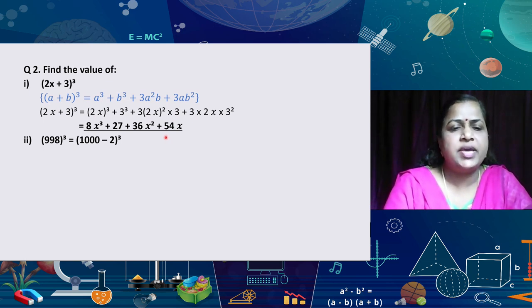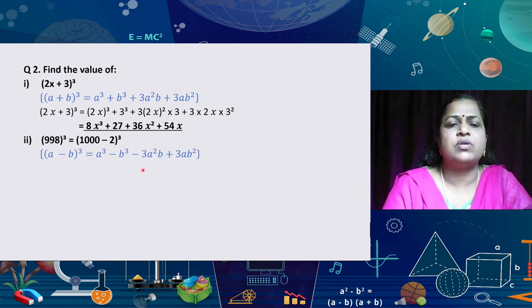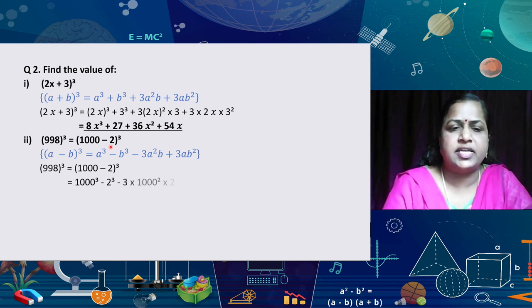By using (a - b) whole cube, we can solve the next question. (a - b) whole cube is a cube minus b cube minus 3a square b plus 3ab square. The question is 998 whole cube. We can write 998 as (1000 - 2) whole cube. So here we can use this identity (a - b) whole cube, where a is 1000 and b is 2.